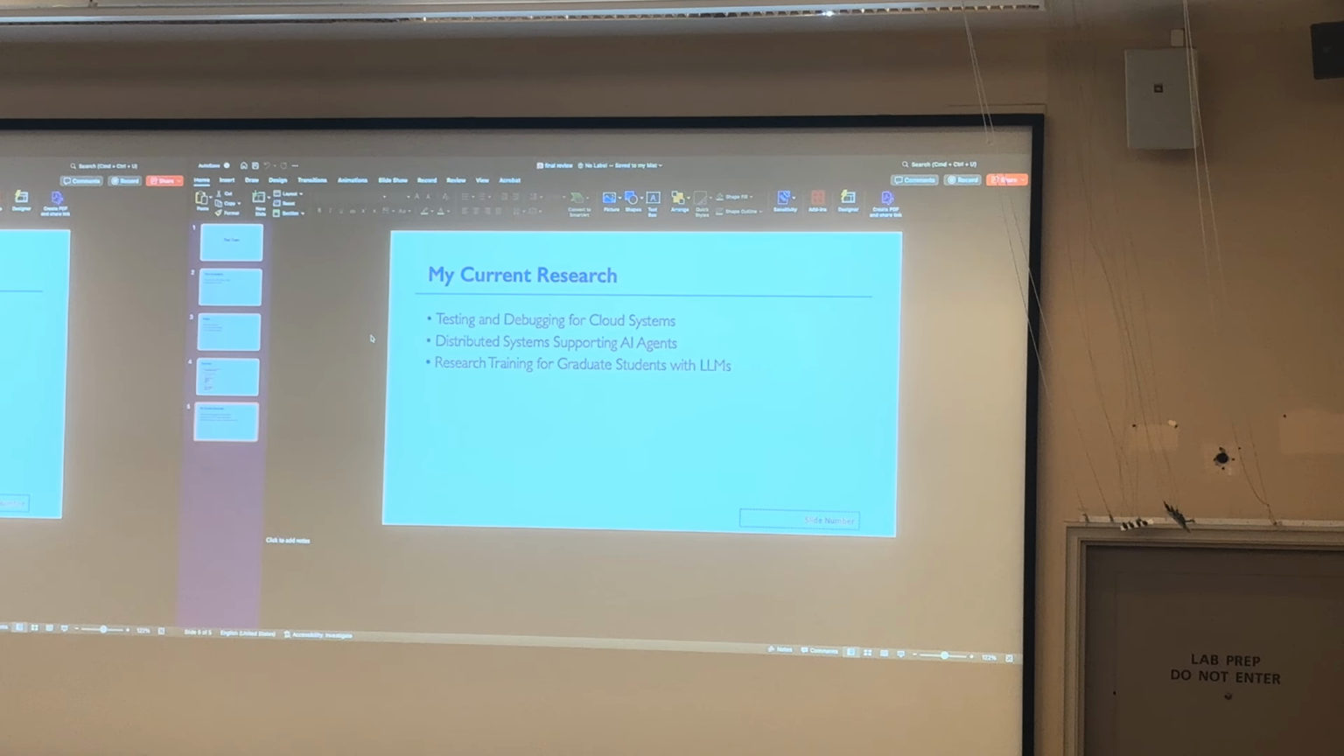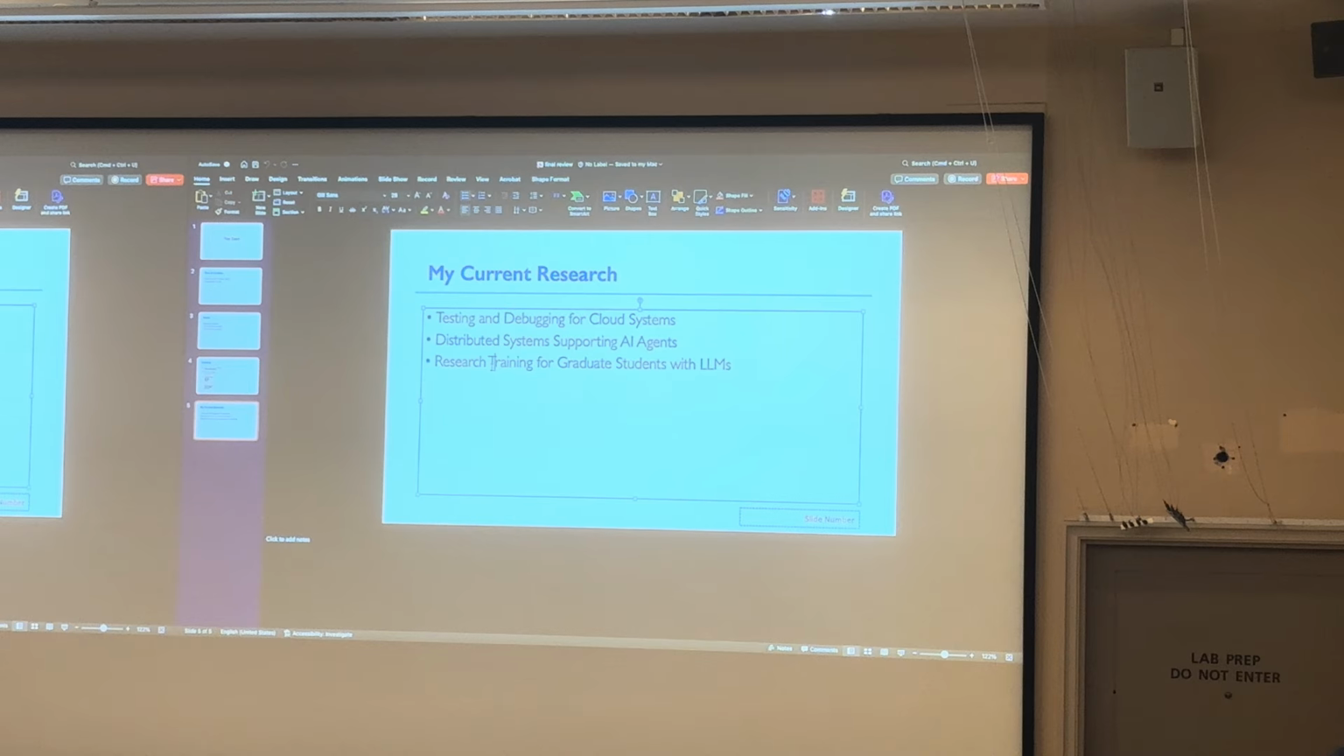And lastly, if you are interested in research, I do testing and debugging for cloud systems, and we are also building a system that supports AI agents. It's a pretty interesting topic, and we have built some prototypes. The idea is to exploit how AI agents use computers differently compared to humans. So if you're interested in this direction, let me know.